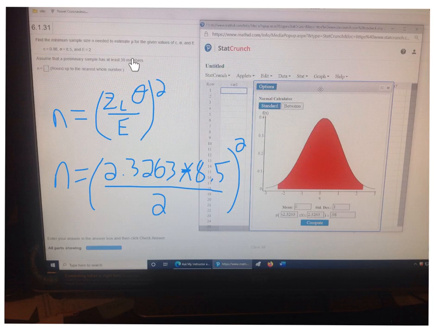So I think that's your question. We can use StatCrunch. You just put in 0.98 and hit Compute. I did click on Between, and this area here is 0.98. And you hit Compute, it'll give you that z-score right there that you're looking for.